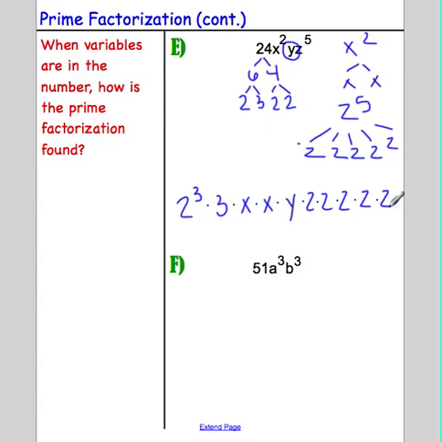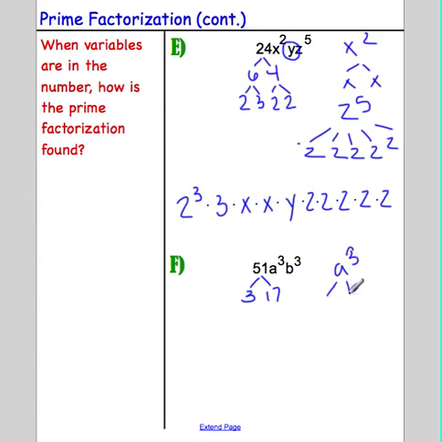Now the last one here, 51 a to the 3rd b to the 3rd. 51, a lot of people want to say it's prime, but if you look at it, 5 plus 1 is 6. That's divisible by 3, so I know this is divisible by 3. And if I take a 3, 3 goes into 5 once, with 2 left over, 3 goes into 21 7 times, so it's actually 3 times 17, both of which are prime.